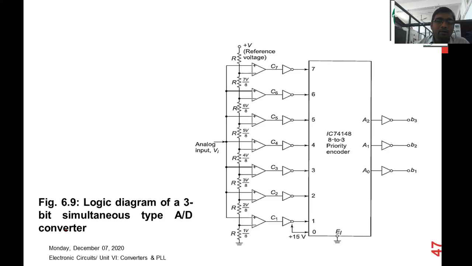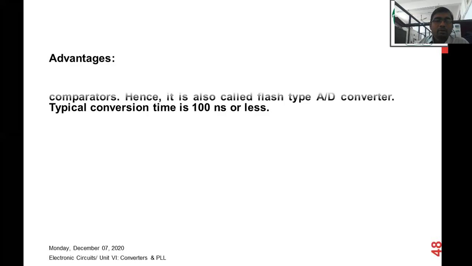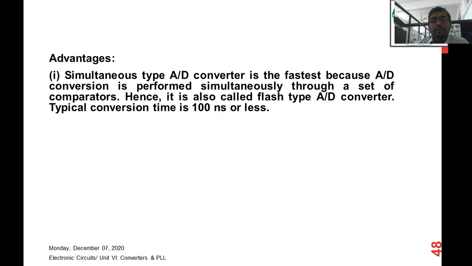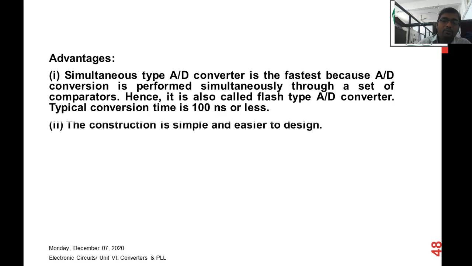Now, if you look at the advantages of this A to D converter, there are some advantages. The simultaneous type A to D converter is the fastest because analog to digital conversion is performed simultaneously through a set of comparators. Hence it is also called a flash type A to D converter. Its conversion time is nearly 100 nanoseconds or less. Okay. And the second advantage is that the construction is simple and easier to design.